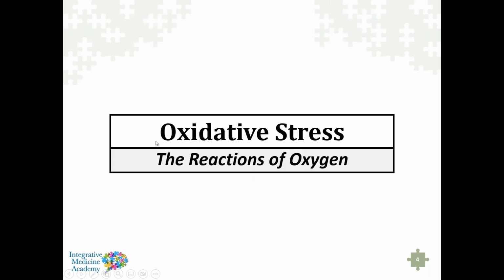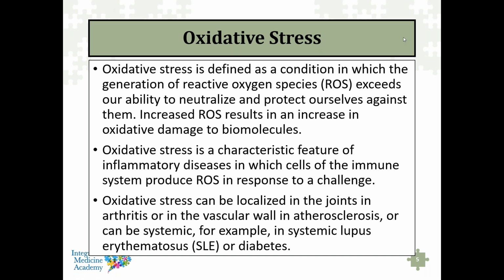So first off, let's talk about oxidative stress and the reactions of oxygen. Oxidative stress is defined as a condition in which the generation of reactive oxygen species exceeds our body's ability to neutralize it and protect ourselves against those particular toxins. Essentially, increased reactive oxygen species results in an increase in oxidative damage to various biomolecules in our body. Oxidative stress is a characteristic feature of inflammatory diseases. So if there's chronic inflammation, there's going to be oxidative reactions occurring, and too much of it, of course, leads to cellular and tissue damage.